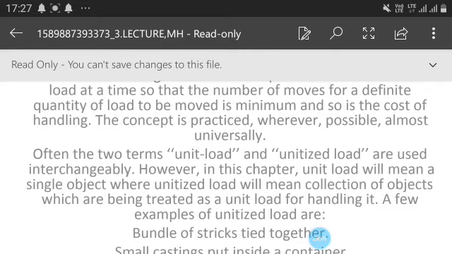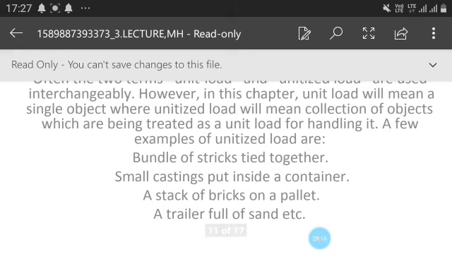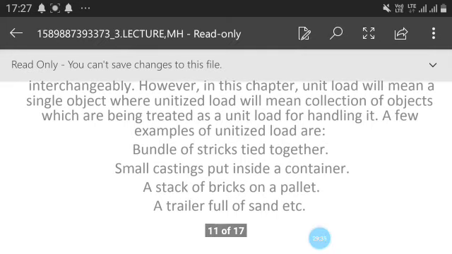A few examples of unit loads are bundles or strips tied together. A few times we can see different types of material, like different types of rod. When the rod is transferred from one place to another place, the rods are tied in a bundle. There may be long items also, and the bundle can be transferred very easily. About 6 or 7 rods will be tied in a bundle, and these bundles will be tied together and transferred.